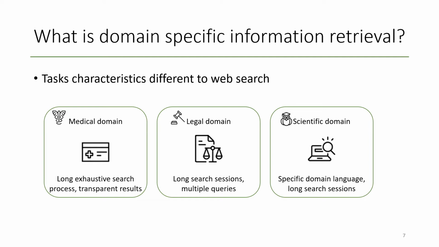Also, a main characteristic here is the specific domain language of the research area. And these are all characteristics which we need to address when applying neural information retrieval models to tasks in those specific domains. And those characteristics make the tasks here very different.